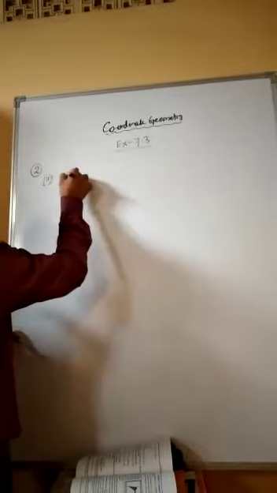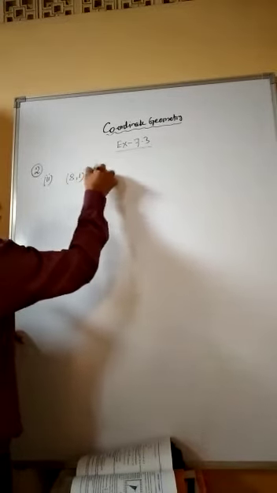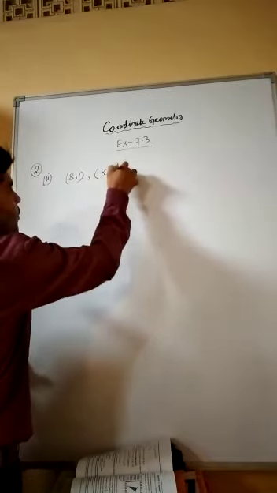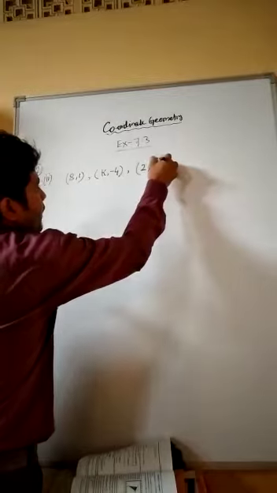For each question, each sub question, you have to find out the value of t. Now what is given here? The 3 points are collinear. I am taking the example number Roman 2. The 3 points are given: 8, 1, and then k, minus 4, and the next one is 2, minus 5.